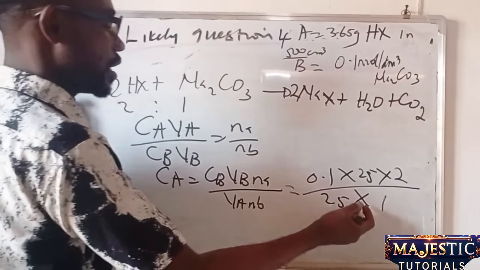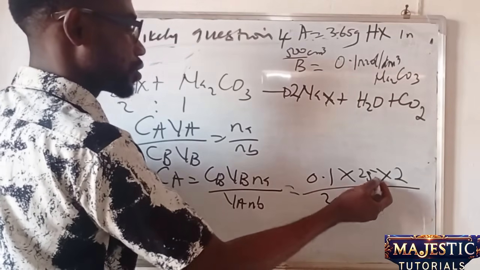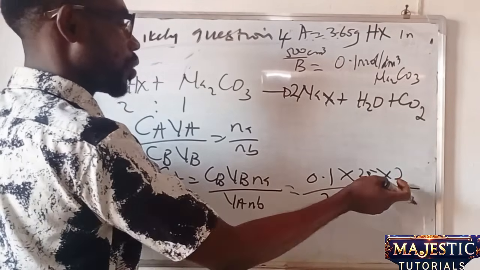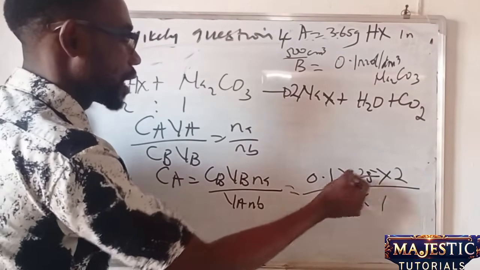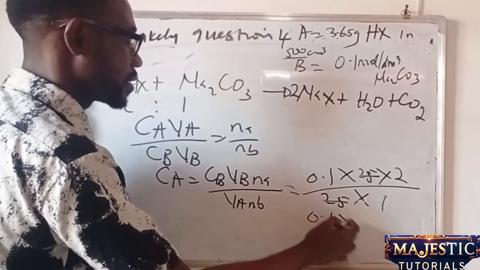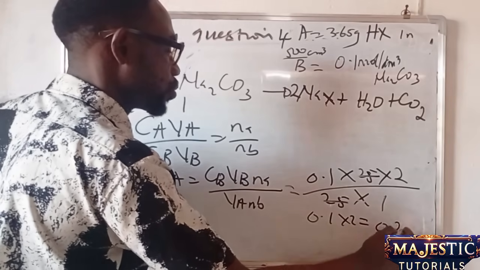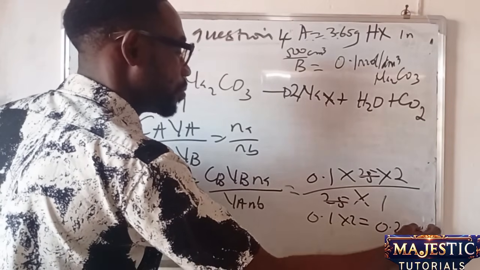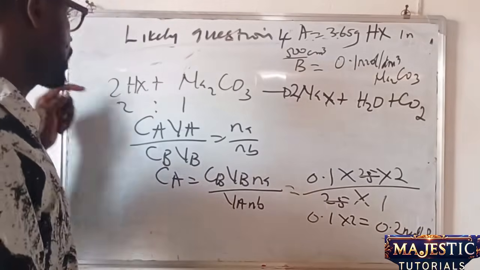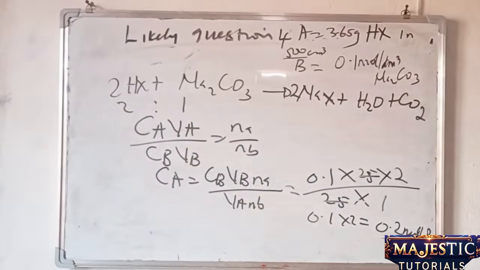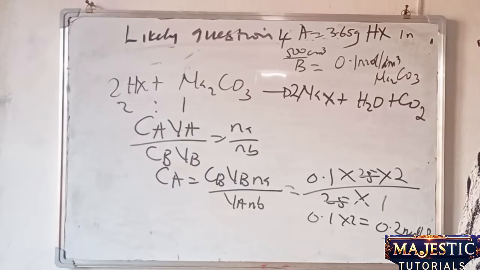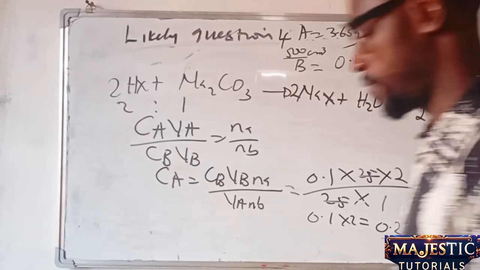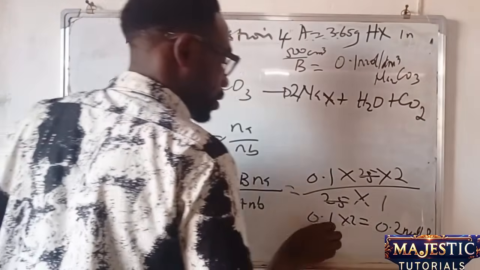So in this case, 25 cancels 25, but what happens to the 2? It becomes 0.2. It remains 0.1 times 2. So the molarity is 0.2 what? Mole per dm cube. That is the concentration CA of HX in this case. Even though what they provided is 0.1, on the day it's possible you can see any strength. Please use the strength provided for you.